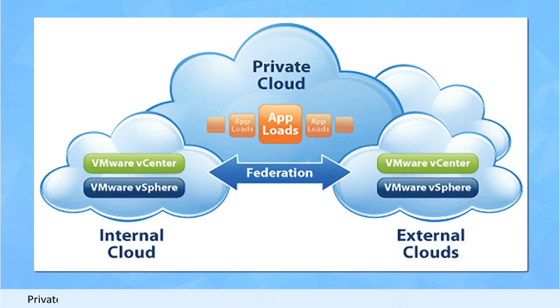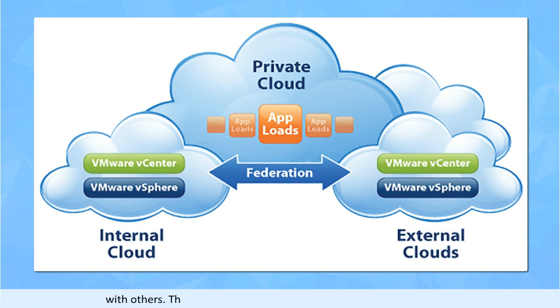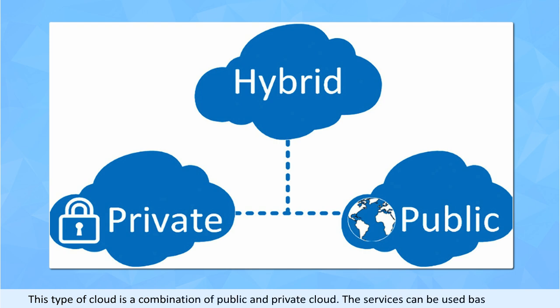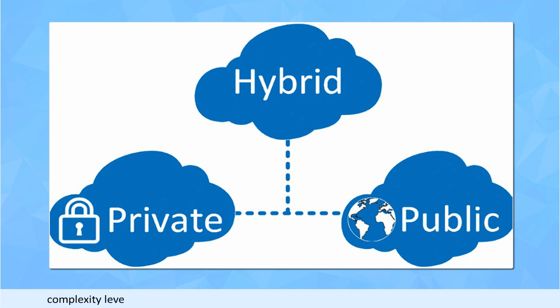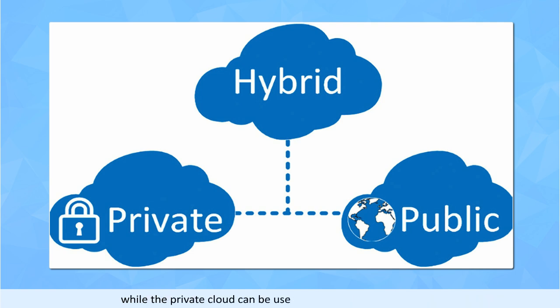Private. Private cloud means the available resources are used solely by one customer or user and is not shared with others. The security and control level is highest in a private cloud. Hybrid. This type of cloud is a combination of public and private cloud. The services can be used based on the complexity level of the activities.